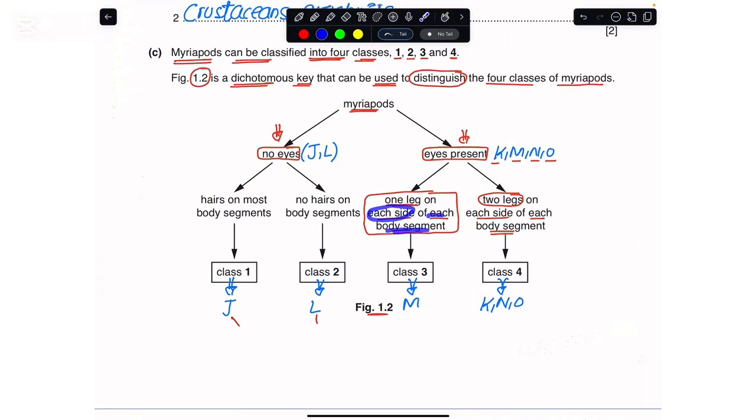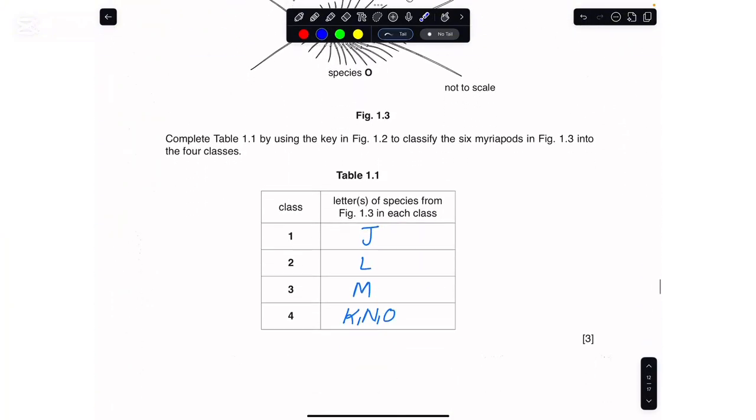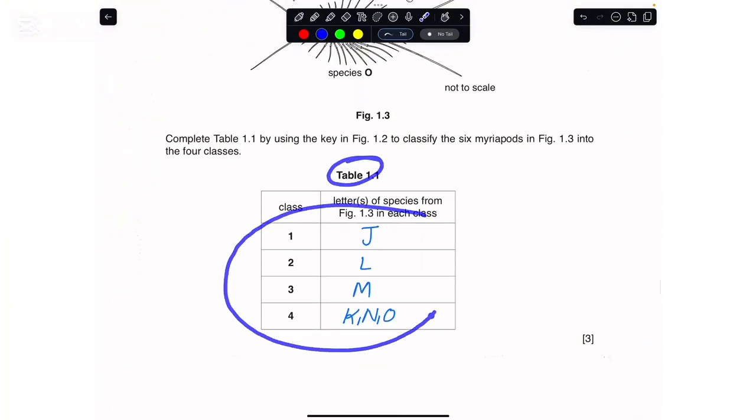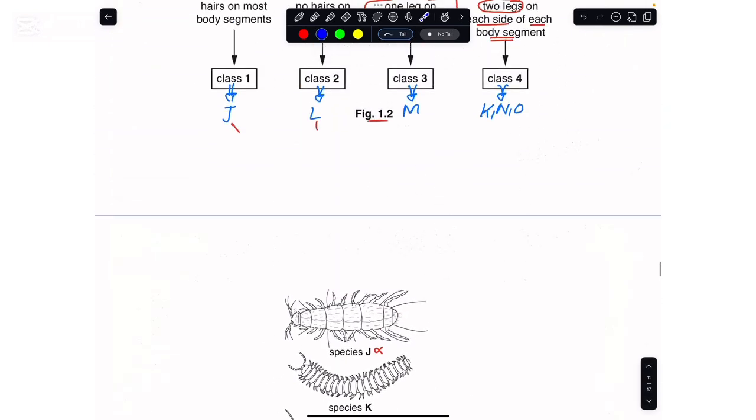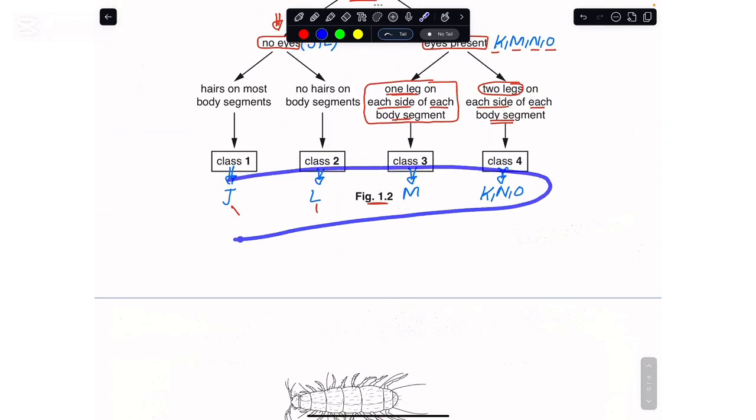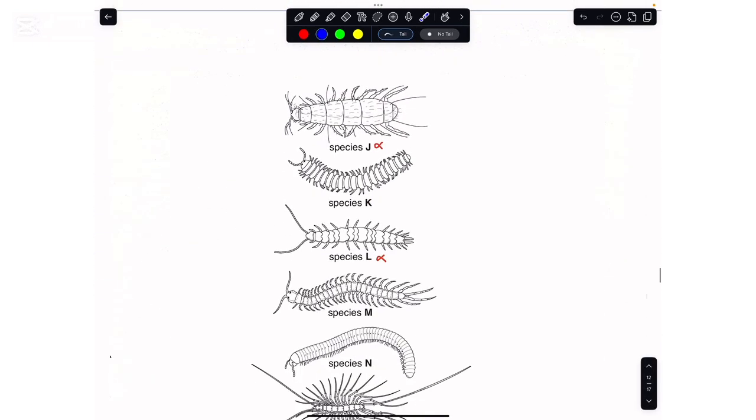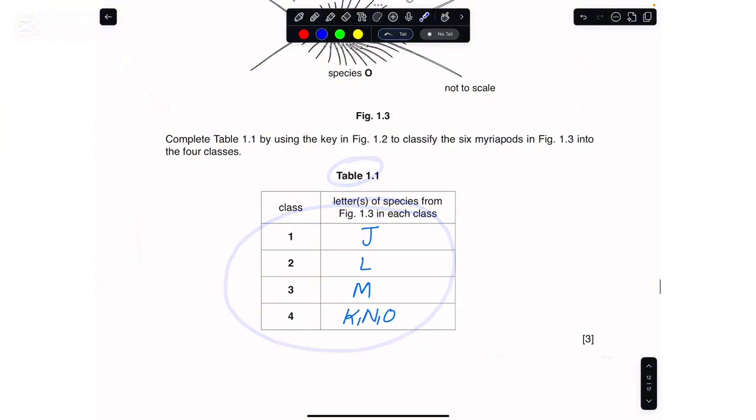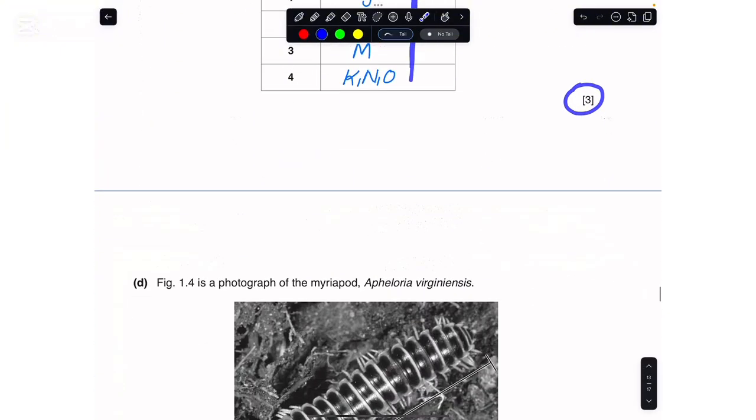So now, since we have identified them, if there was one leg on each side of each body segment, this is M with me, and for the others that have got two legs on each side of each body segment, we have got K, N, and O. So simply they have given you a table here, and we would write the letters up here. And I have already written it up here as J, L, M, K, N, and O. So simply we would write them up in their specific column, and by that you would score a total of 3 marks.